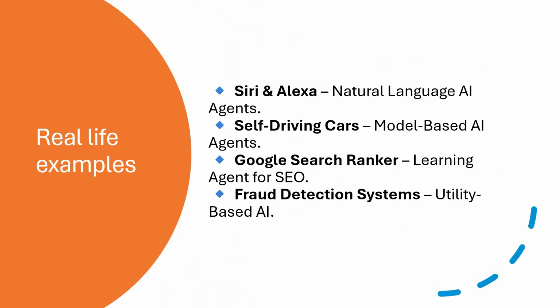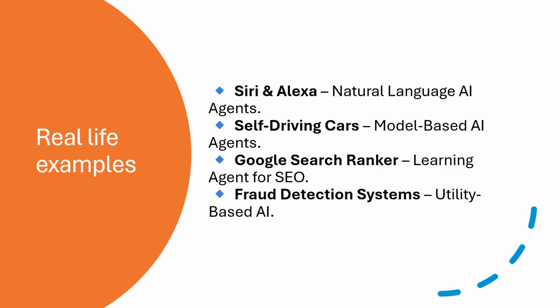And then comes real life examples. The first one is Siri and Alexa, natural language AI agents. They listen to the user commands through speech recognition. They process the language using NLP. They understand the intent and retrieve the correct answers or perform actions.